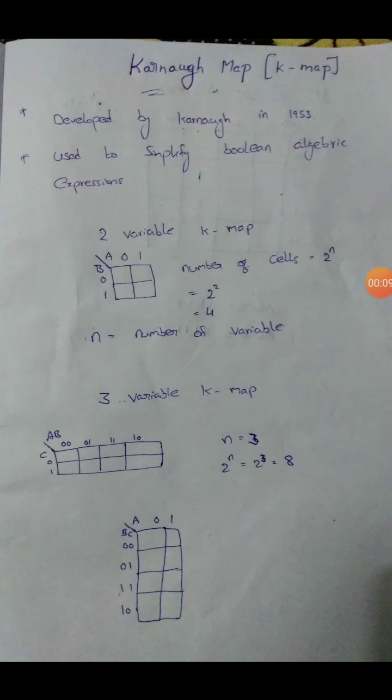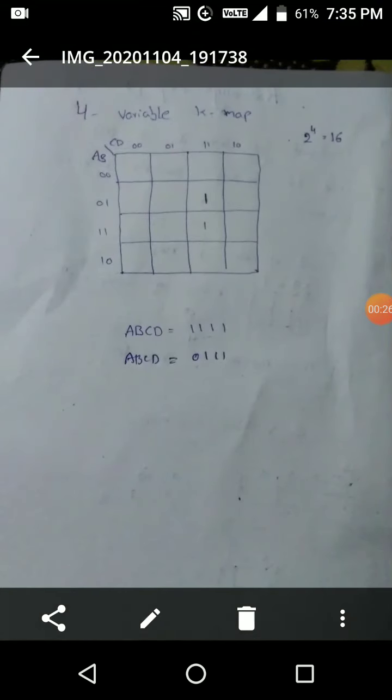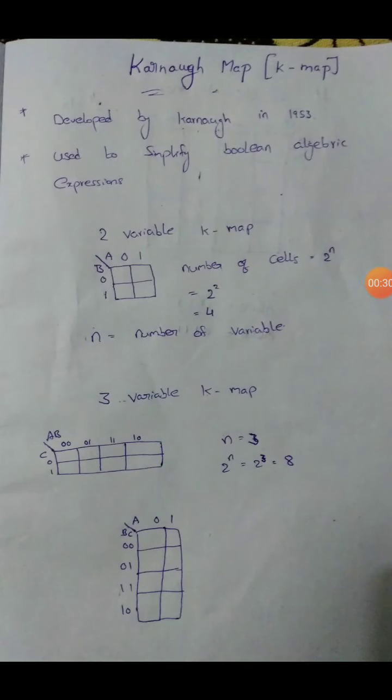This Karnaugh map was developed in 1953 and is used to simplify Boolean algebraic expressions. We have three K maps: the two variable K map, the three variable K map, and the four variable K map. This K map is used to simplify Boolean algebraic expressions.